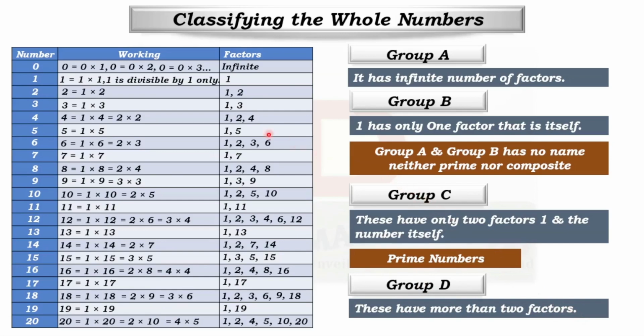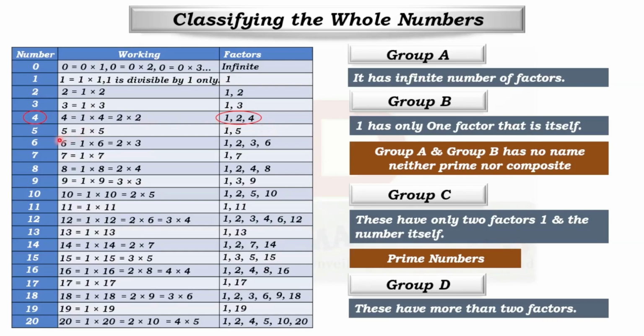Like 4. It has three factors: 1, 2, and 4 itself. Means more than two factors. The factor 2 is the other factor, from the factors 1 and 4, the number itself. Here 2 is the other factor, from the factors 1 and 8, the number itself.